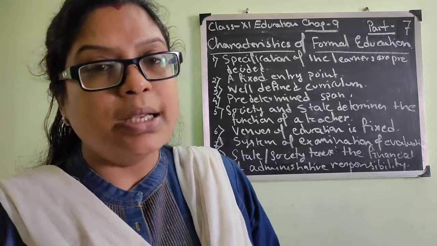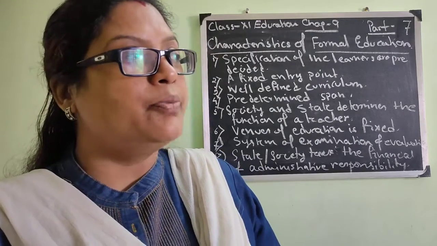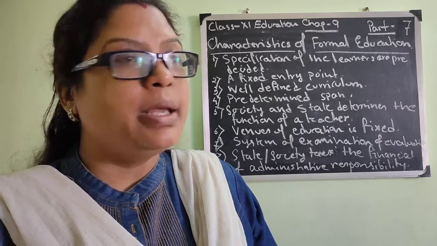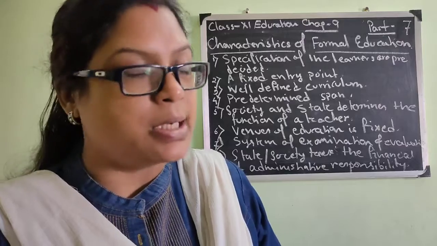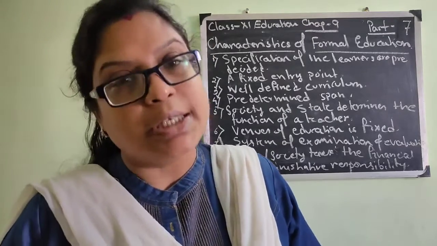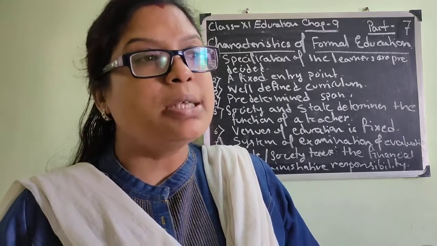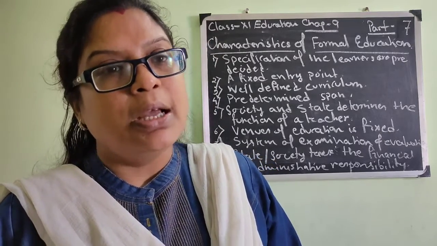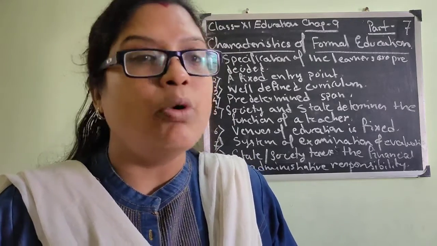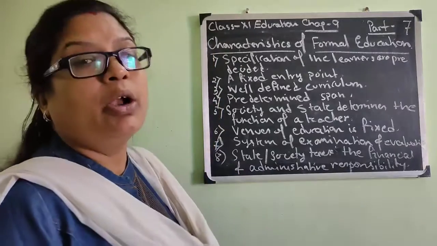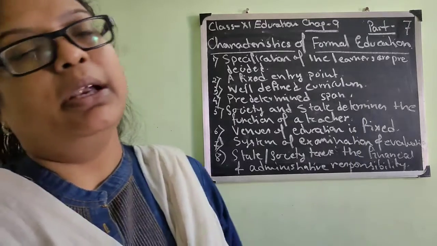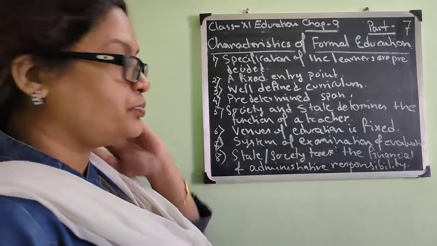Next, the venue of education is also fixed. It is very clear to understand. Venue means the place. When we go to a party or an excursion, the venue is fixed. Like that, in case of education, school is fixed, college is fixed, university is fixed, or some other institutions are also fixed. It depends on what type of education you want and what your age is. So depending on age and type of education, the venue of the particular education is fixed.